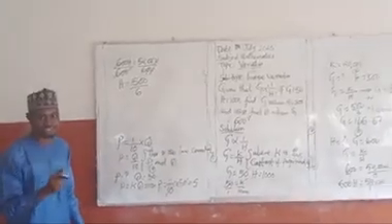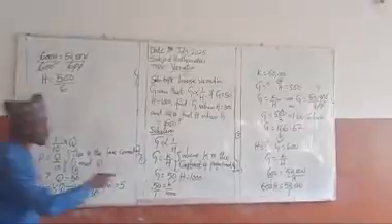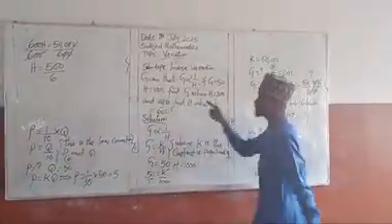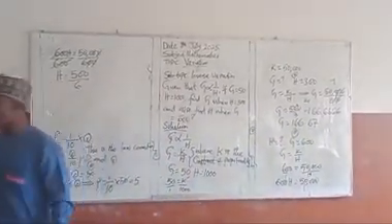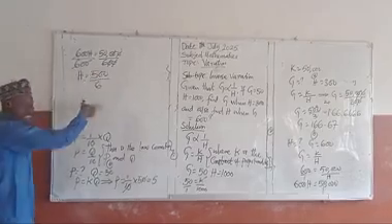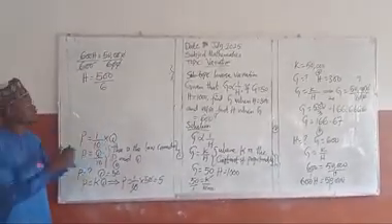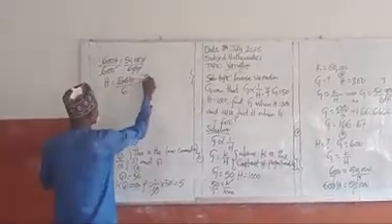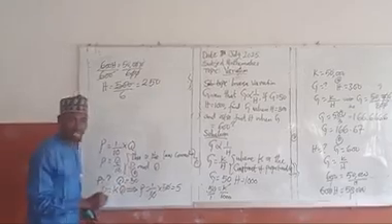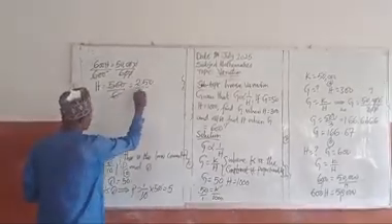500 over 6. In this case, we had divided by 3, but now it's not divided by 3, it's 6. And if you look at it, this is an even number, this is also an even number. Two can go. 500 divided by 2, 250. 6 divided by 2, 3.